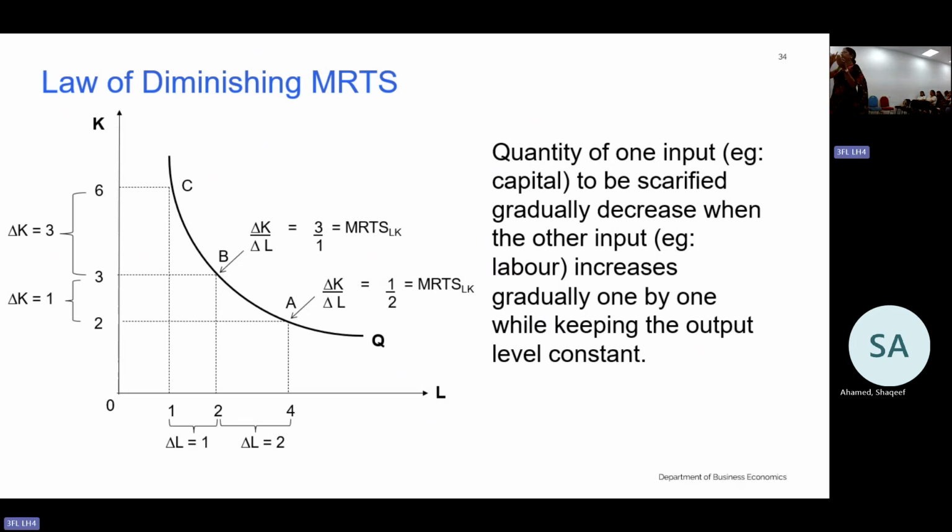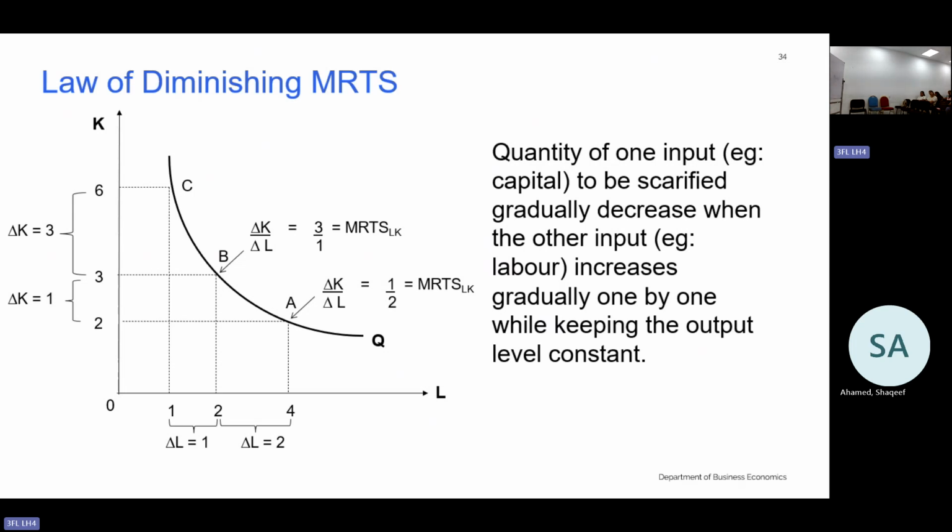So in order to go to B, we are ready to sacrifice more capital, right? To go to B with 3 capital and 2 labor, to increase labor by 1 unit, we are ready to sacrifice 3 units of capital. Understood? But if we want to move to A from B, we are ready to sacrifice now only 1 unit of capital to get 2 more units of labor.